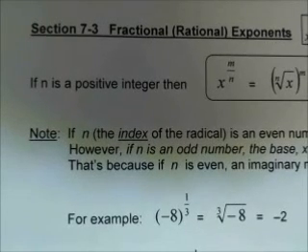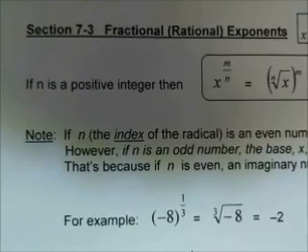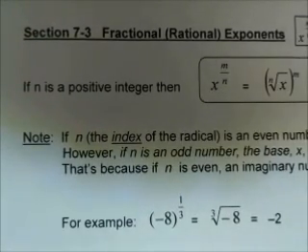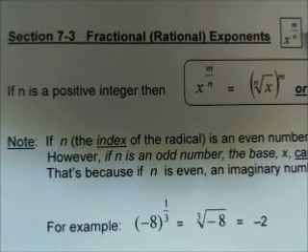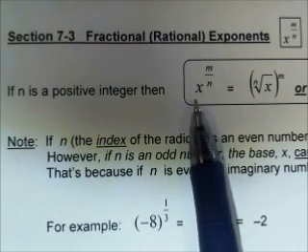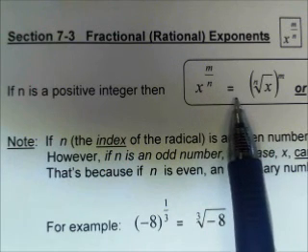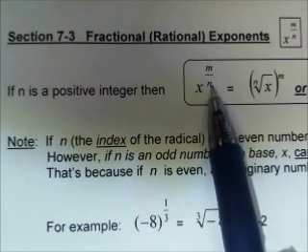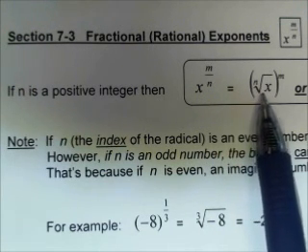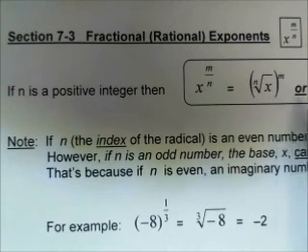Okay, we're on page 4 of the notes, section 7.3, fractional or rational exponents. We have here a variable base of x and then a fractional exponent of m over n. If n is a positive integer, then x raised to the fractional exponent m over n is equal to the nth root of x raised to the m power, where the denominator of your fractional exponent is the root.